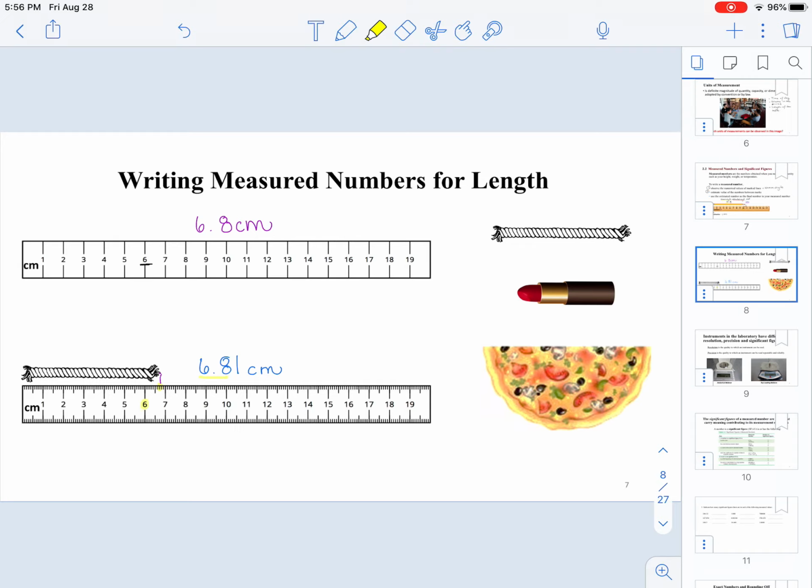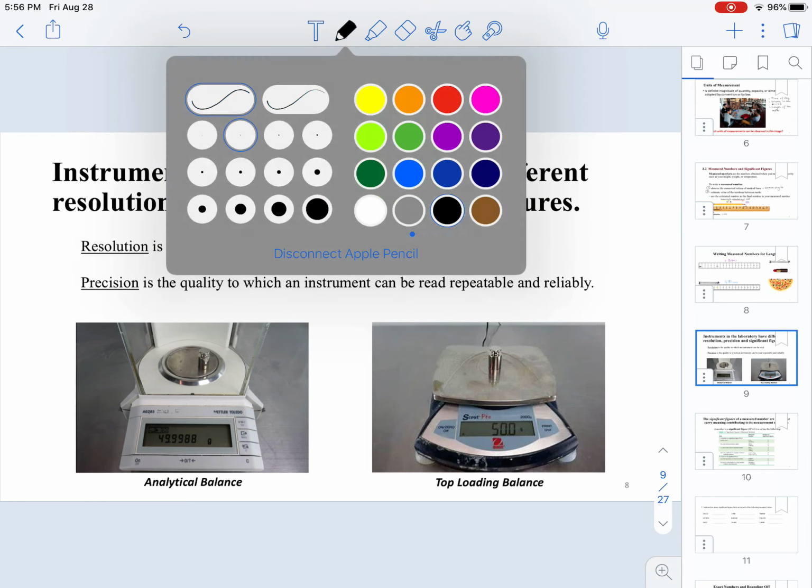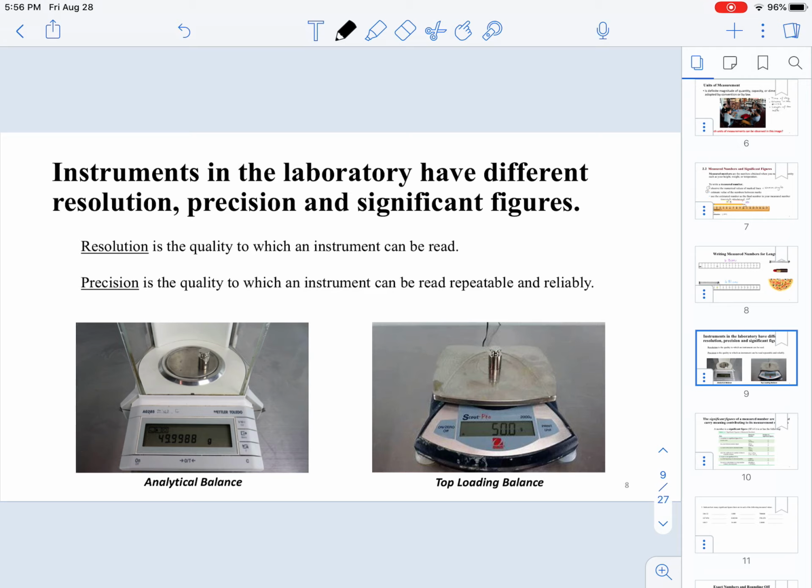So understand that when we're doing measurements, we are going to be making measurements based on the instrument given. And why is that? Well, because when we're doing measurements in the laboratory, the instruments that we utilize are going to have different resolution, precision, and different significant figures. So the definitions of resolution and precision are the following. As you can see, the resolution is going to be the quality to which an instrument can be read, while precision is going to be the quality to which an instrument can be read repeatably and reliably.